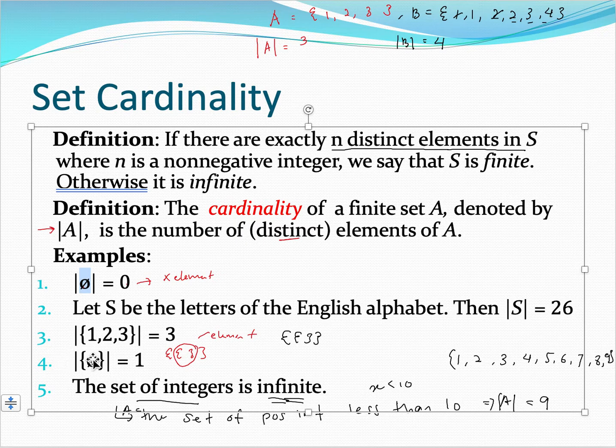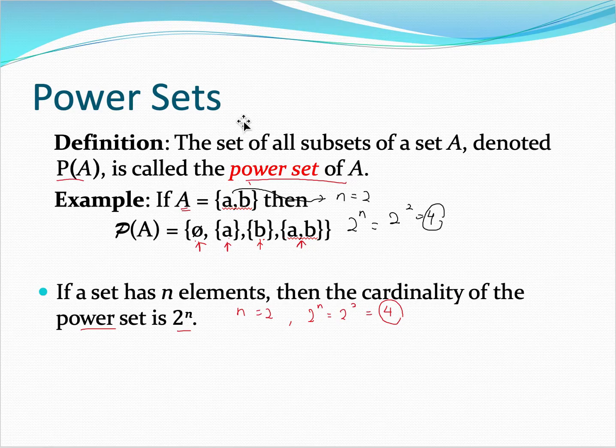So the next one, this is the set that contains an empty set. So basically this set has one element, and that element is the empty set. So the cardinality of this set is 1. The set of integers is infinite because we have too many integers. Okay, so that's why the set of integers is infinite.